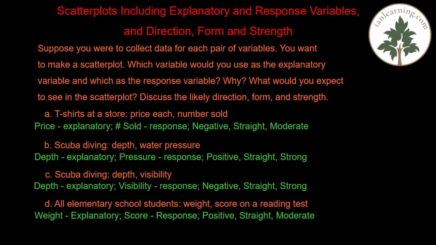So first let's look at t-shirts being sold at a store, the price each, and the number sold. So the price would be the explanatory variable. That would be the independent variable, and that would be on the x-axis. The number sold would be the response variable. So that would be the dependent variable. That would be on the y-axis, because the number sold would depend on the price.